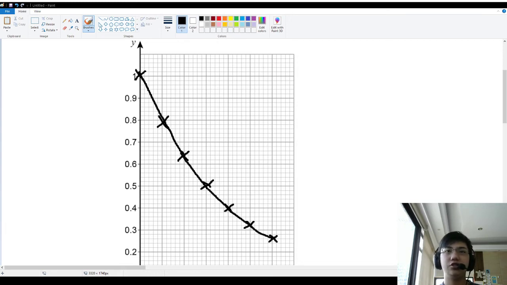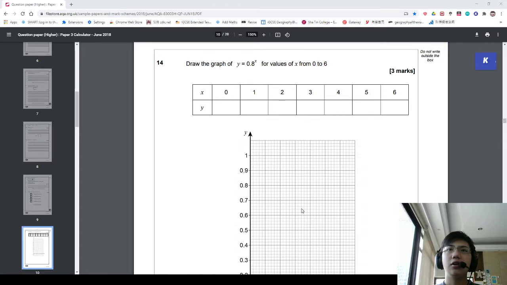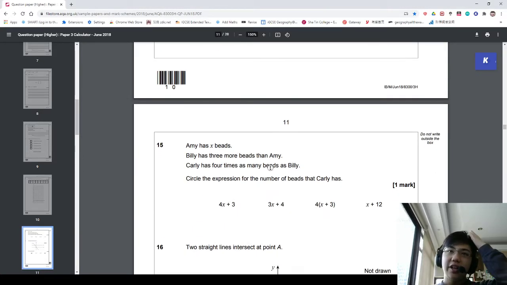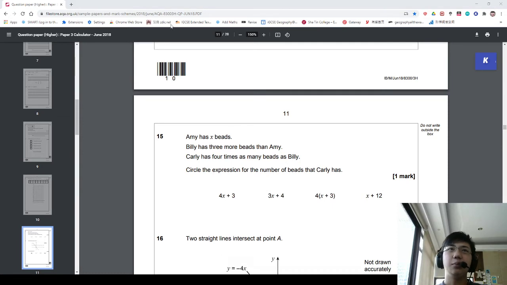Moving on to, which question are we on? Question 15. Amy has X beads. Billy has 3 more beads than Amy. Carly has 4 times as many beads as Billy. Circle the expression for the number of beads that Carly has.